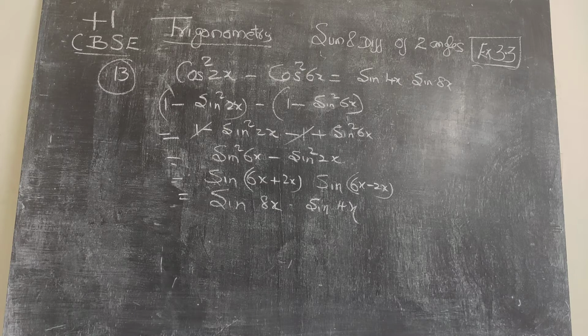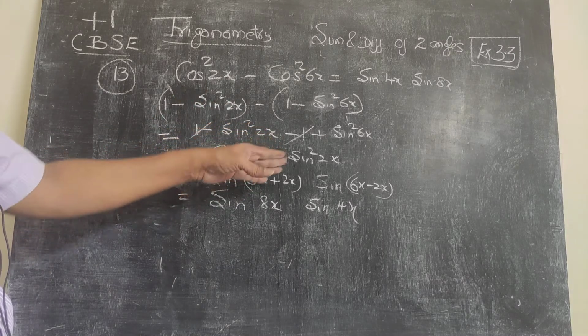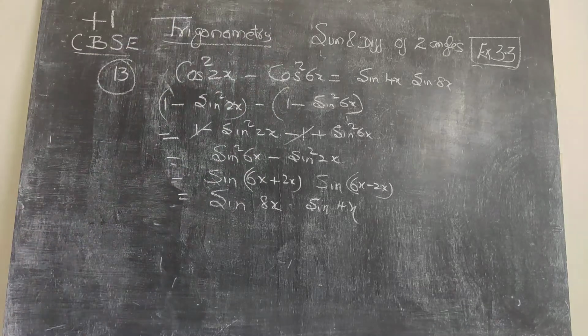So, since there is no formula, I am converting that cos square in terms of sin square. We know the identity cos square theta is equal to 1 minus sin square theta. Applying that, we are getting sin square 6x minus sin square 2x, which can be reduced to sin a plus b into sin a minus b. So, the answer.